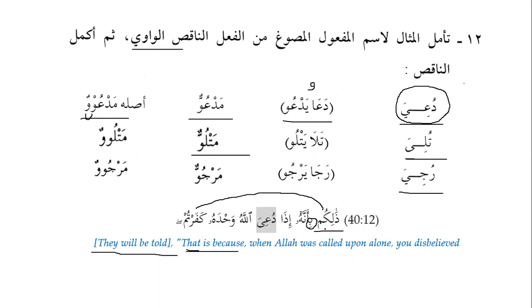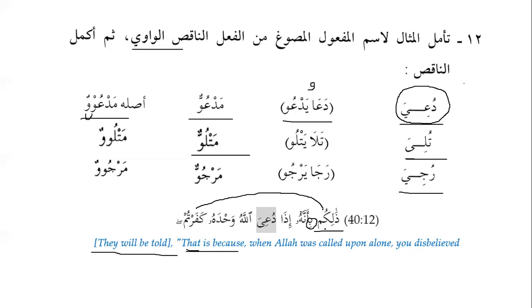So it could be ka, kuma, kum. Ki, kuma, kunna. It could be dhalikunna, and with dhalikunna it will be antunna, if you notice in the Quran. Dhalikumullahu, because dhalikumullahu is Allah subhanahu wa ta'ala. Since Allah subhanahu wa ta'ala is used in the plural form in the Quran out of honor and respect, that's why it will be dhalikum, and then dhalikumullahu.